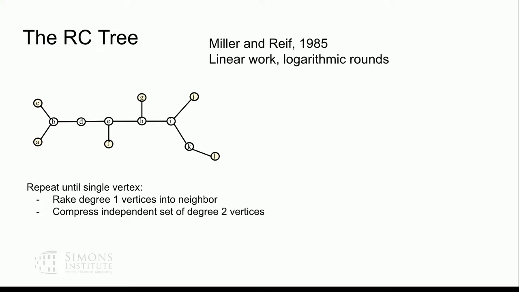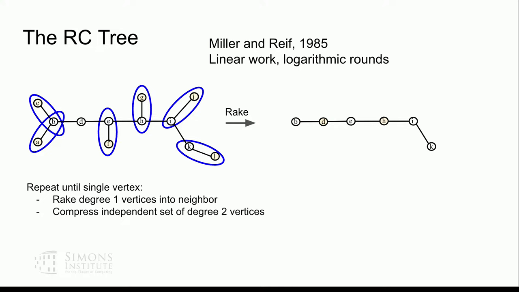You basically repeat two steps, and these are done in parallel. In one step you find all the degree one vertices and you rake them off. You just pull them off, so we identify the degree one vertices, and that's what we're left with. Then we alternate that with another round, which finds an independent set of degree two vertices, and we compress those out. There are various choices we could have picked. We could have picked C and I, but what's important here is that H and D are independent. So we identify them and compress them out.